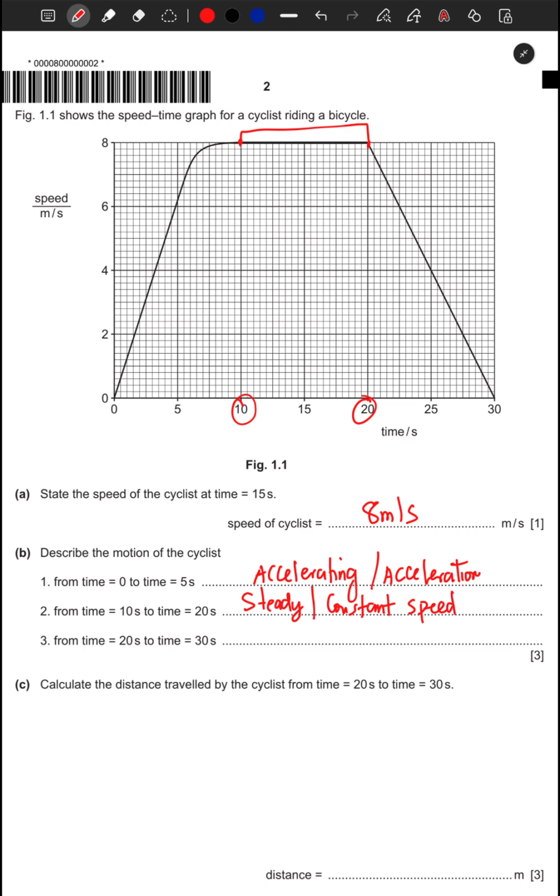Next is from 20 all the way to 30 here. So in that region, in that line, what's happening? That is deceleration or decelerating. So you can write deceleration.